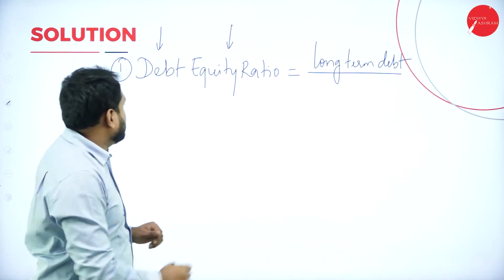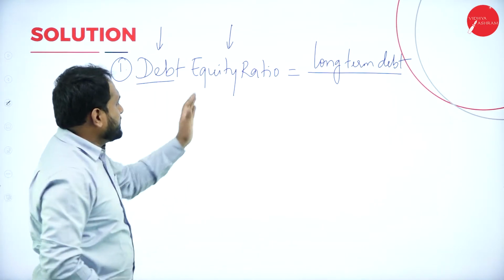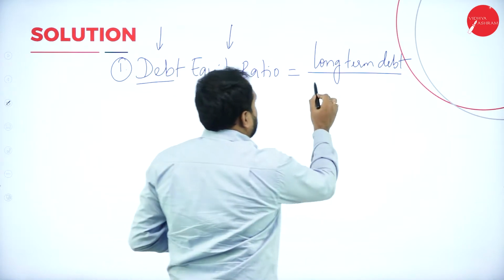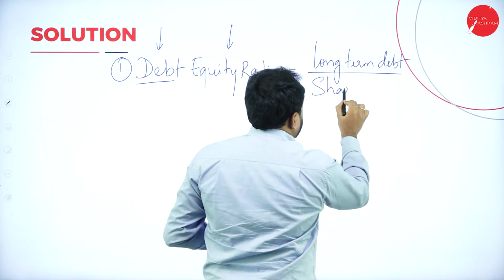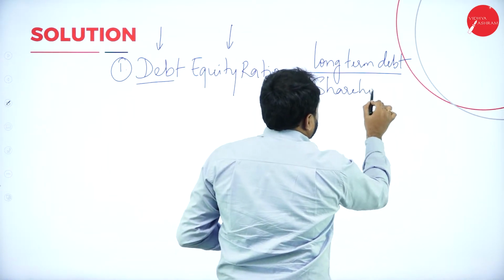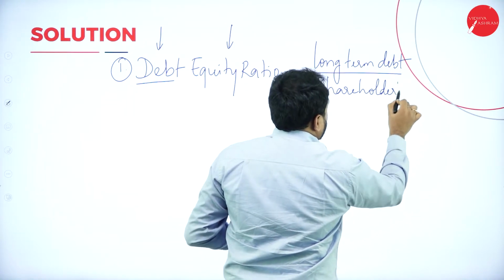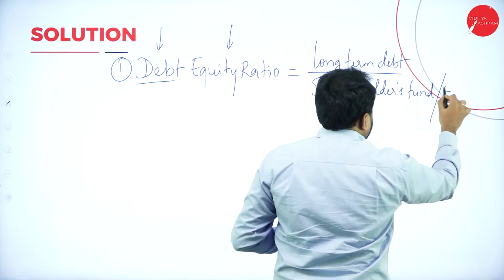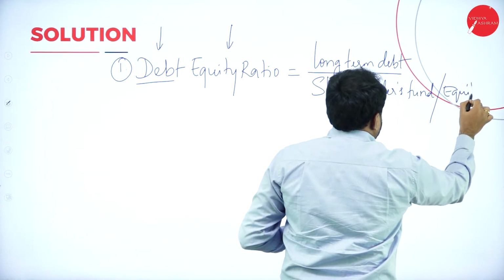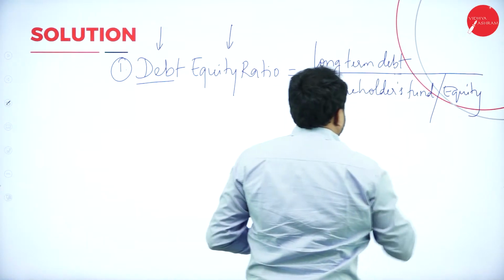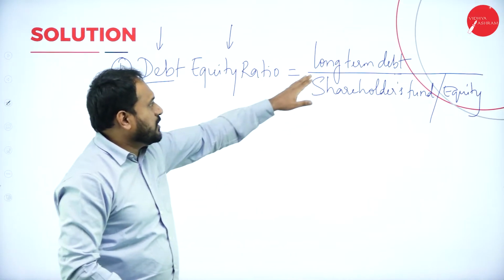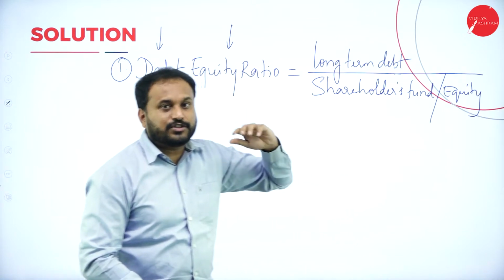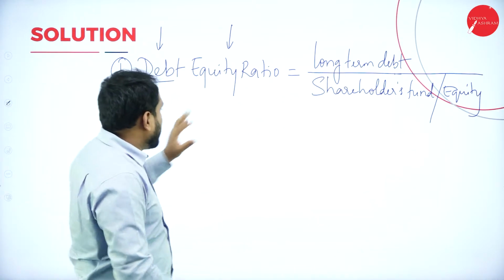Divided by, now this is done. Next is equity. Instead, what I'll do is write here shareholders fund. Shareholders fund is also called equity. So my formula is done. What is it? Long-term debt divided by shareholders fund. It is also called shareholders equity. Done. So I need to go with that.